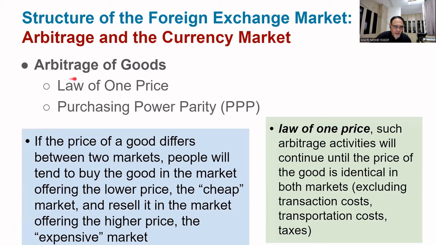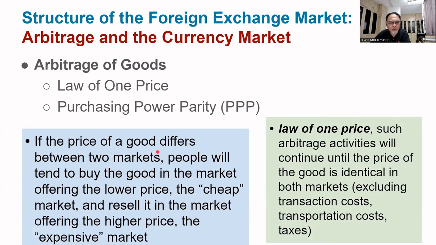Okay. So the arbitrage of goods, there is the so-called law of one price. If supply and demand works, but if you manipulate supply and demand, it won't work. Such arbitrage activities will continue until the price of the good is identical in both markets, excluding transaction costs, transportation costs, etc.